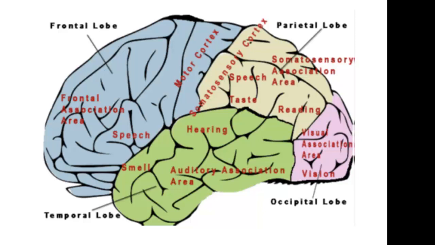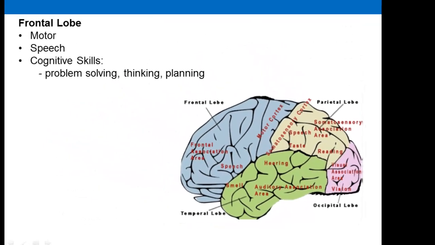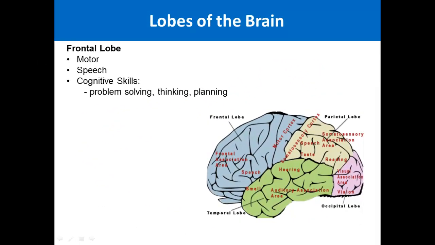If an individual had damage to this area of the brain, then they would have difficulty in speaking, putting words together. This is seen frequently in individuals that have had strokes. There's other parts of the frontal lobe that are important for cognitive skills. These are knowledge skills, the ability to problem solve, think, plan something out. And that's the frontal association area. That's really right in your forehead. Damage to that area makes it very difficult to solve problems, to concentrate, to organize an event.